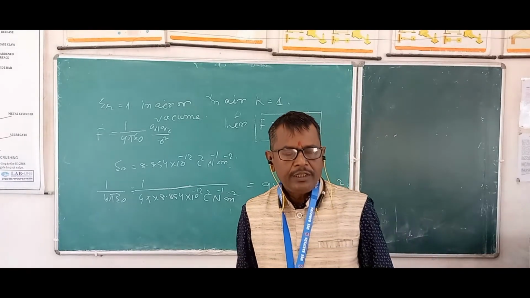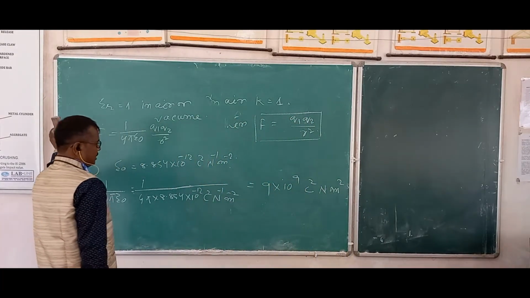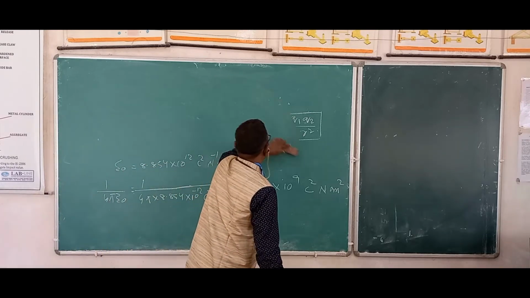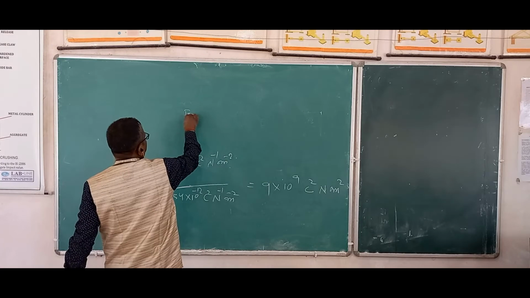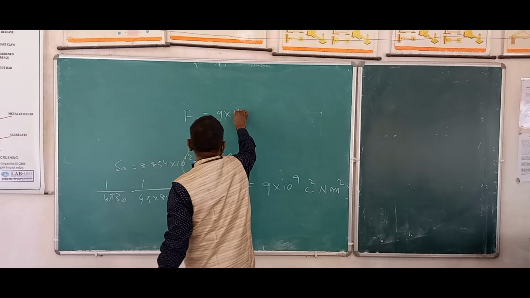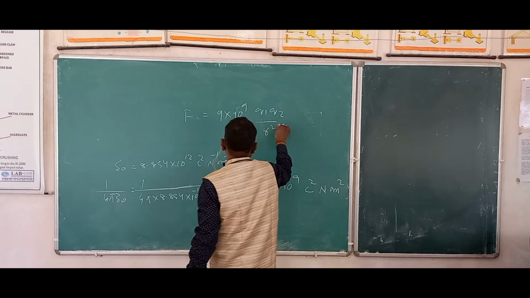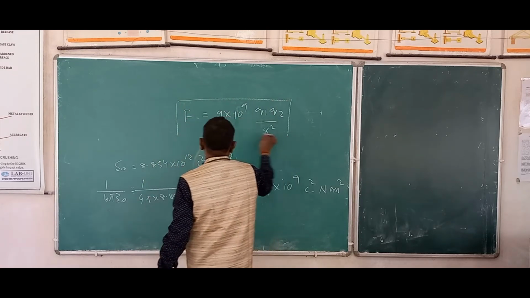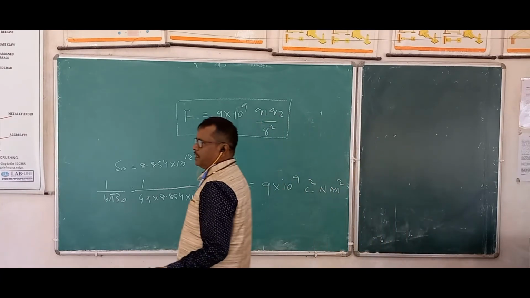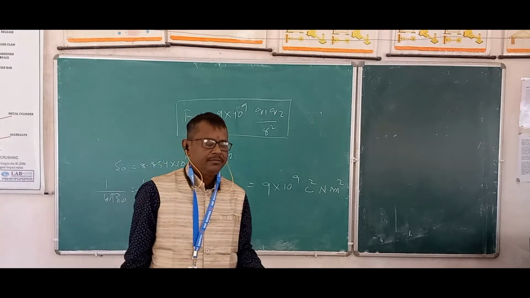Now the definition of unit charge. Now putting the value of 1 by 4 pi epsilon 0, F is equal to simply 9 into 10 to the power 9 Q1 Q2 by R square. Now the definition of unit charge in CGS system and SI system.